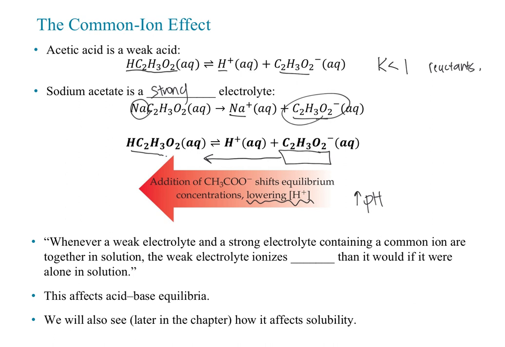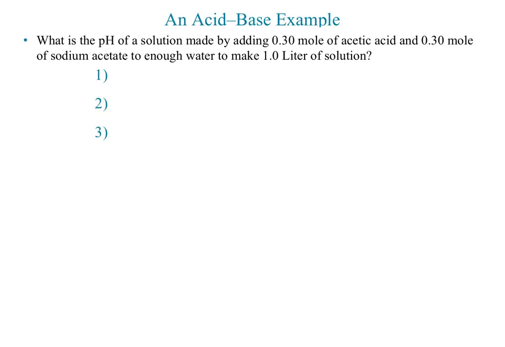So whenever I have a weak electrolyte, and then I put a strong electrolyte in a solution that has one of the common ions of my weak electrolyte, then my weak electrolyte ionizes less than it would on its own. So we're going to have that shift, and that's due to Le Chatelier's principle. That affects acid-base equilibria and also affects solubility, which we'll talk about at the end of the chapter. So how do we do this?